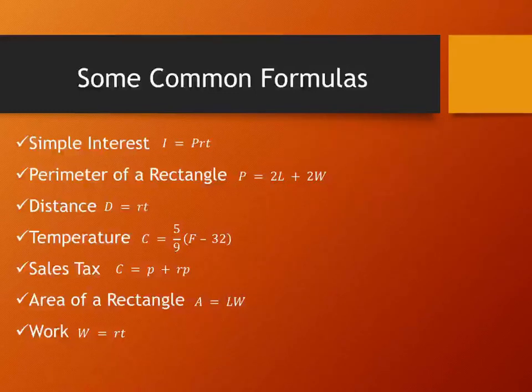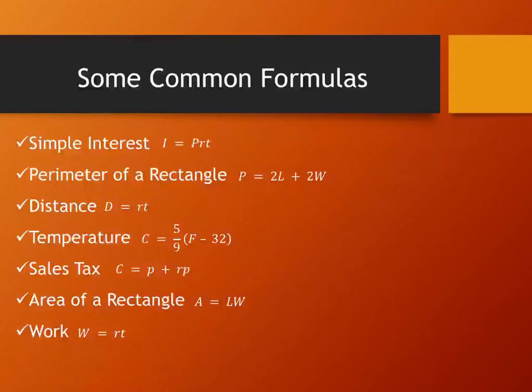Temperature, Celsius is 5/9 times Fahrenheit minus 32 degrees. Sales tax, whether you realize it or not, you do this every single time you shop, right? They take your total and then they add on a tax amount. The tax amount is found by taking the tax rate times the amount of your ticket, and then they add that to the original amount of your ticket. At the bottom, it tells you your total amount that you owe the grocery store, the convenience store, Chili's, whatever.